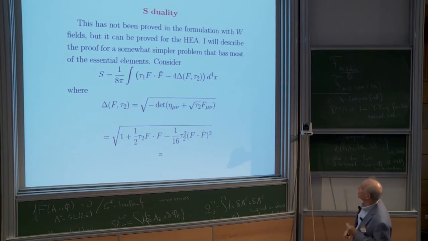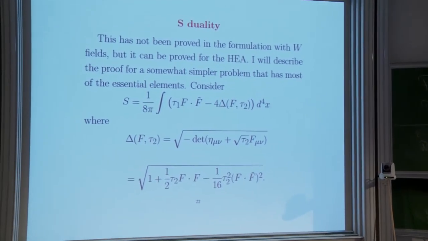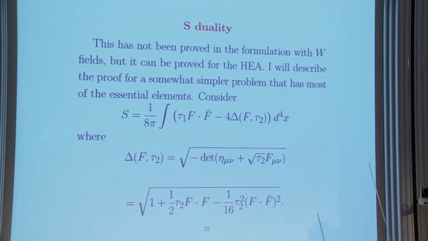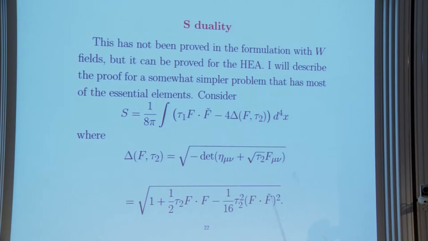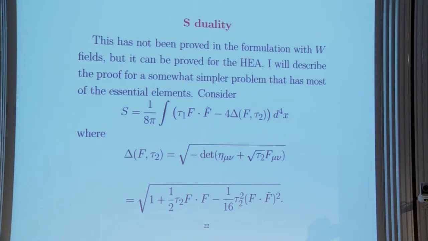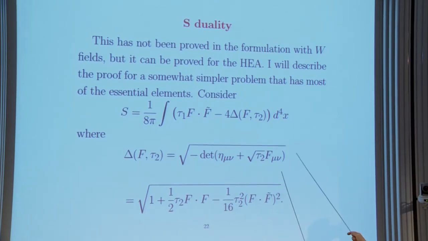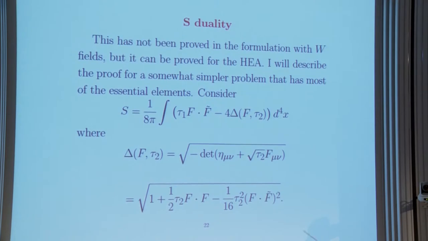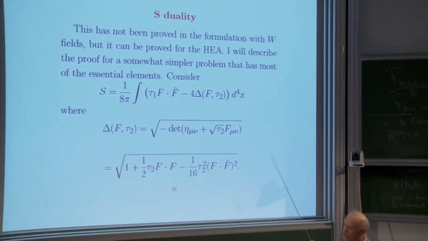OK, so S duality. In the manuscript that I will post after I get back home, the complete proof of the S duality of the formula is given. But I'm going to give you a simplified version where I omit the scalar fields, which will give you the flavor of the argument, but it's not complete as it stands. So if I take the formula I just showed you and throw away all the scalar fields, more or less, then you get something that looks like this, where delta is the square root of the determinant. It's a 4x4 determinant, and you can do it, and there it is. That's well known in many places in the literature.